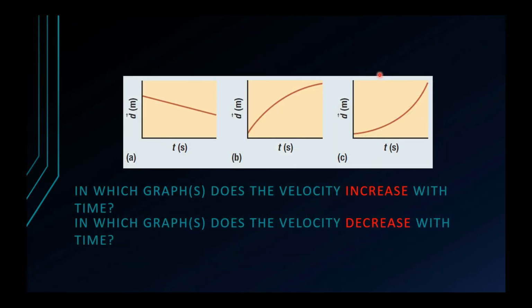Okay, let's look at this one. In which graph does the velocity increase with time, and in which graph does the velocity decrease with time? So here we have position and time, and we're constantly decreasing here. So if it's constantly decreasing, that means that the velocity is going to be constant, right? It's not zero, but it's constant because we are moving. So it's not increasing or decreasing. So it's from these two graphs.